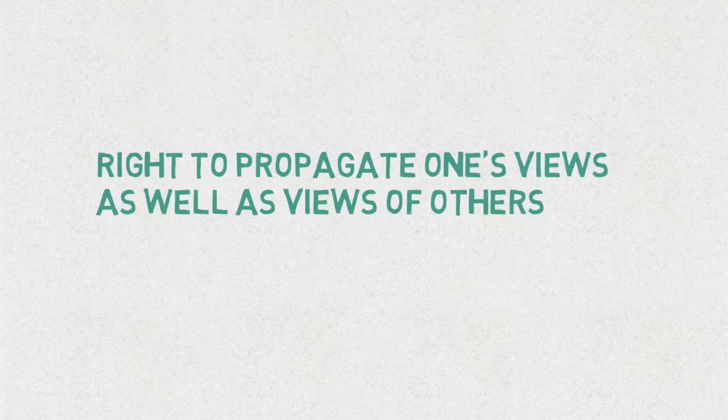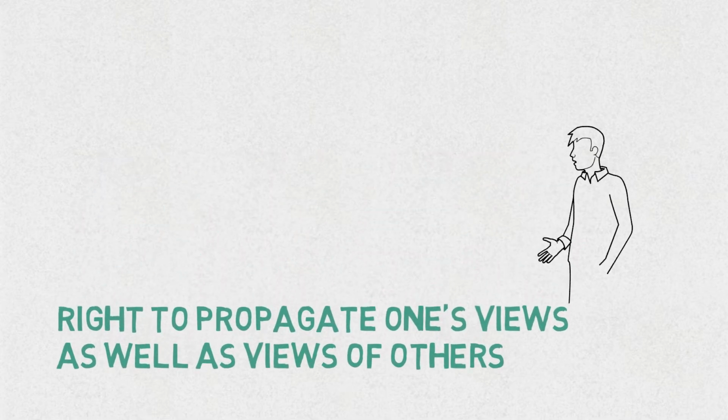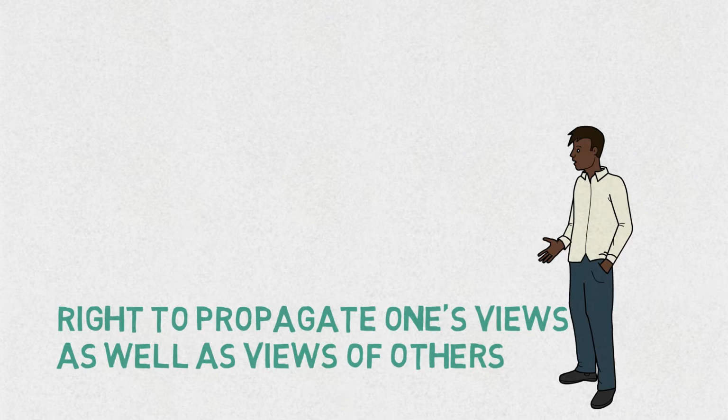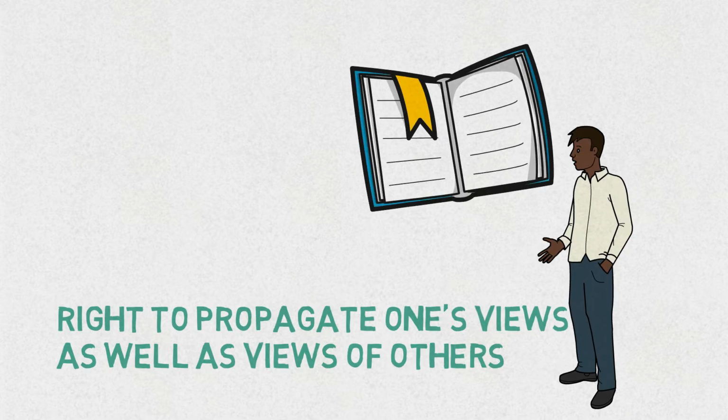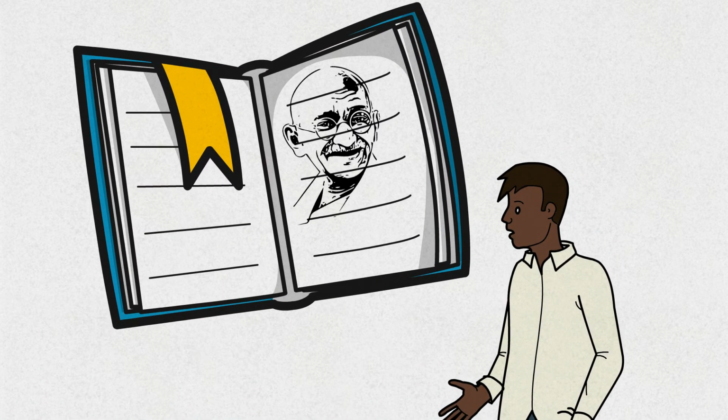First, right to propagate one's views as well as views of others. So not only you can express your own views, but you can also propagate views of others. For example, you can propagate views of Gandhiji's Satya and Ahimsa. This falls under your freedom of speech.